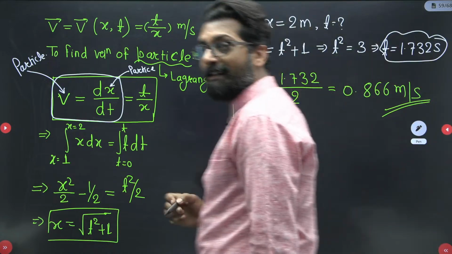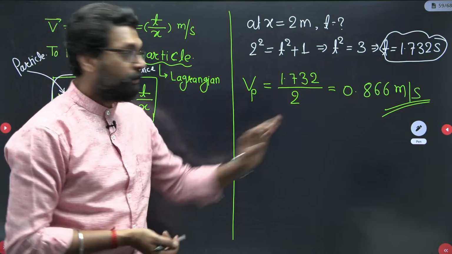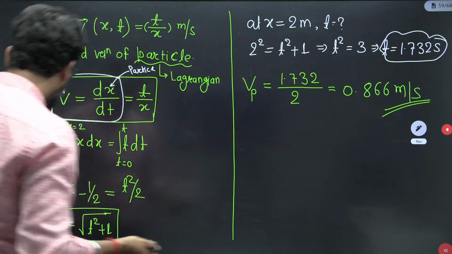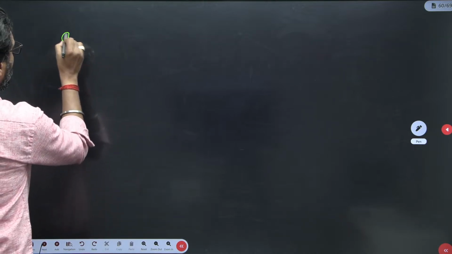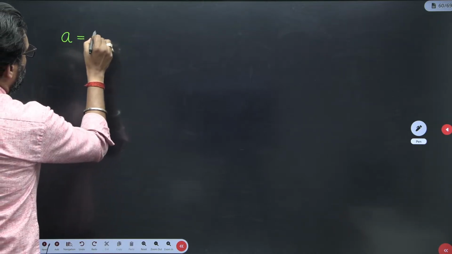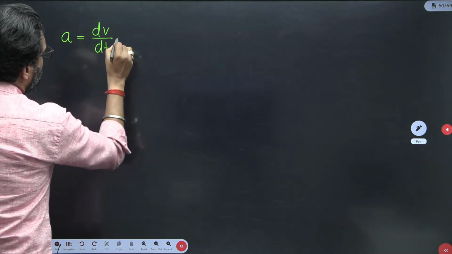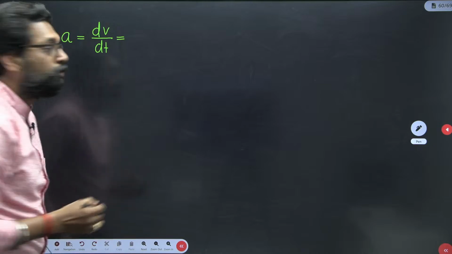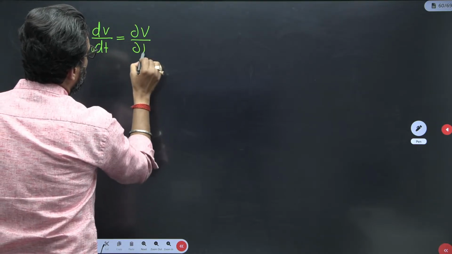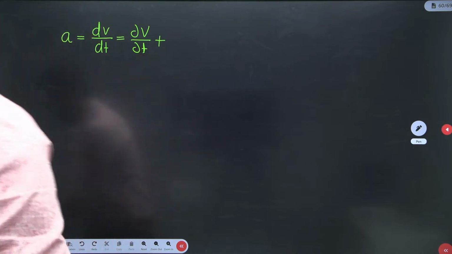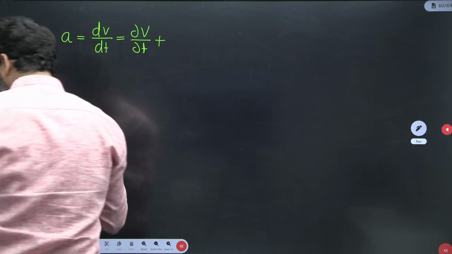Now how to find the acceleration then? We know that acceleration a is what? dv by dt is what, beta? Please tell me. Dou v by dou t plus... If you find this, this is your acceleration.